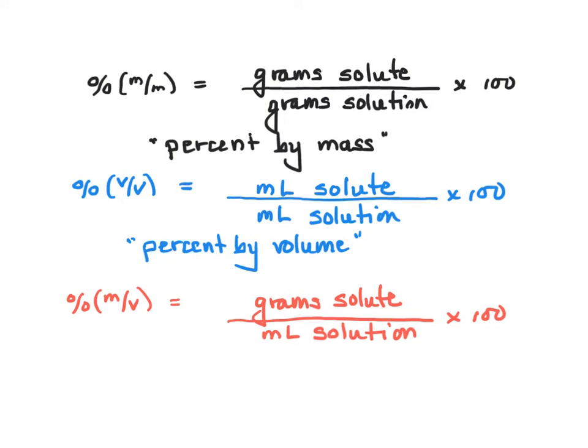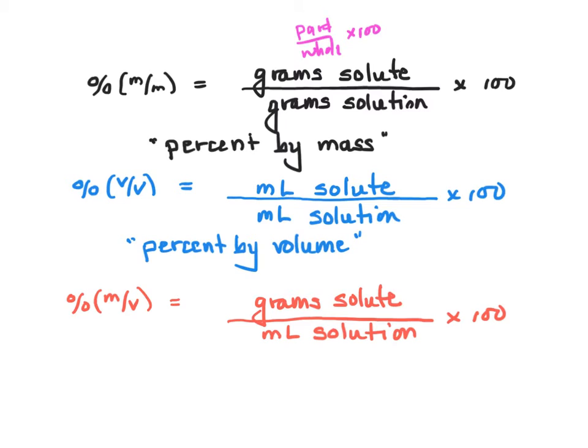The percentages, so percent M over M, you can say percent by mass. The M just stands for mass, so grams of solute over grams of solution times 100, right? Which is part over the whole times 100. Okay, that's what all percentages are. Percent V over V is percent by volume, so milliliters of solute over milliliters of solution times 100. And then percent M over V, you might say percent mass over volume, is grams of solute over milliliters of solution times 100.